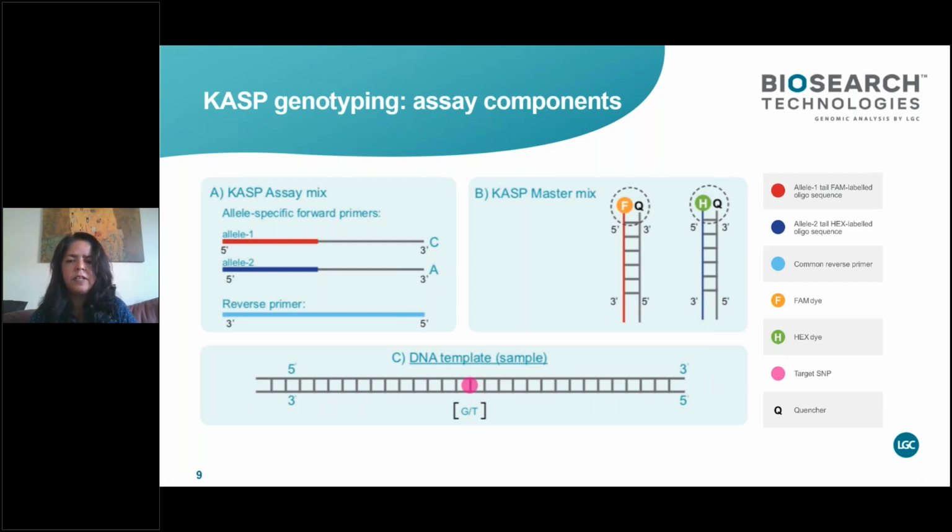And during the PCR cycles, these primers are competitive. The reverse primer is common to both sequences and will bind to all DNA samples.